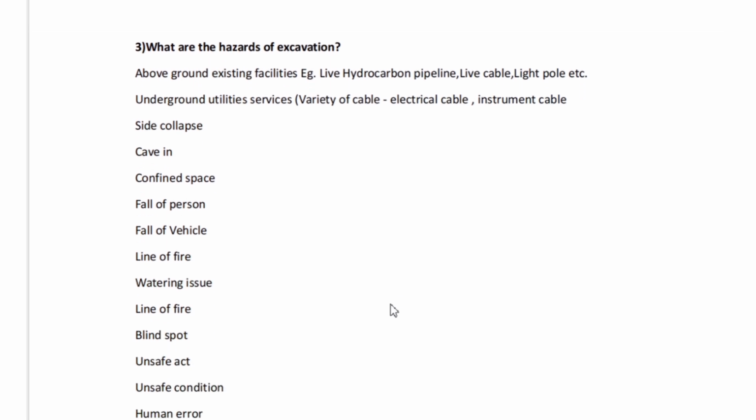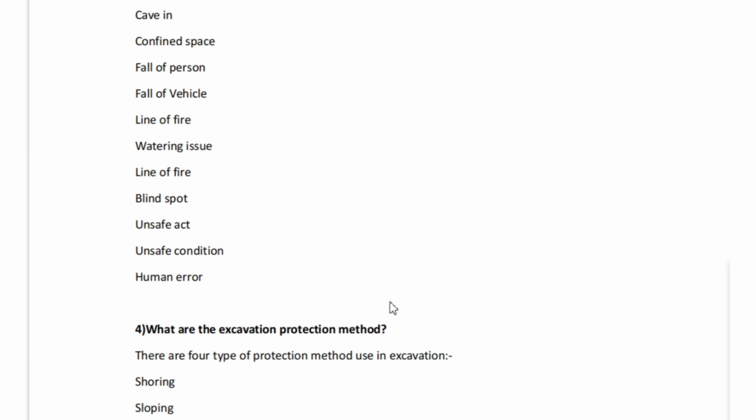Next, what are the hazards of excavation? Above ground existing facility, underground utility services, site collapse, cave-in, confined space, fall of person, fall of vehicles, line of fire, watering issue, blind spot, unsafe act, unsafe condition, human error.